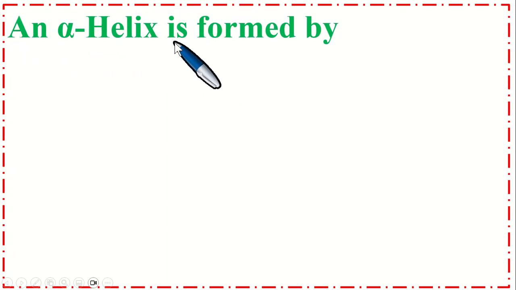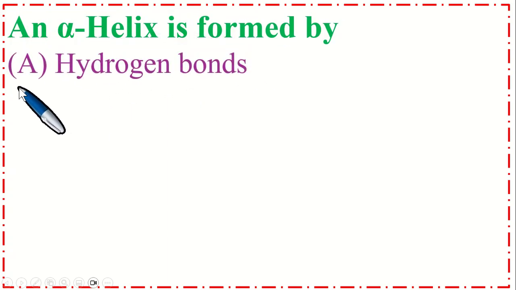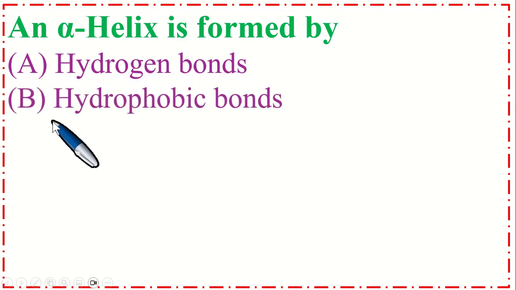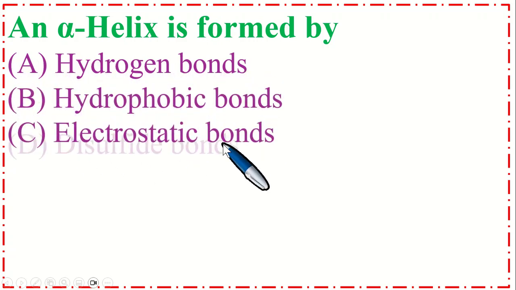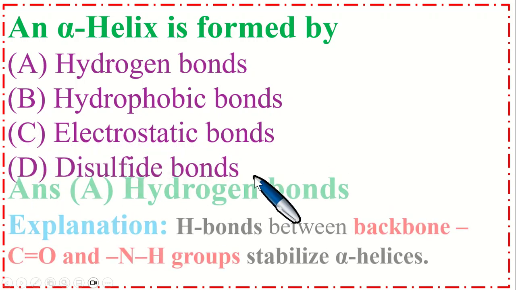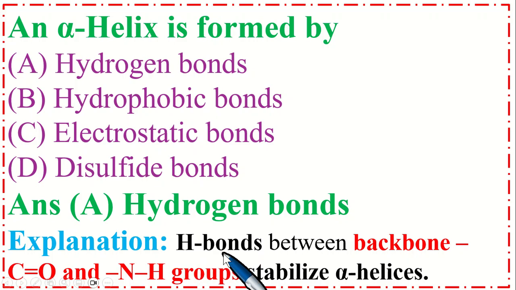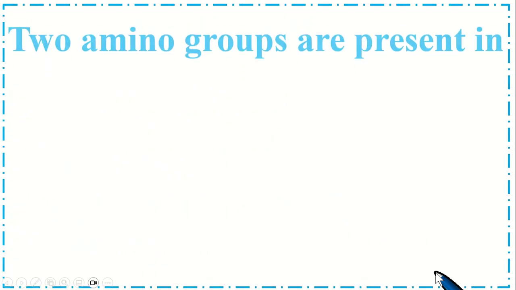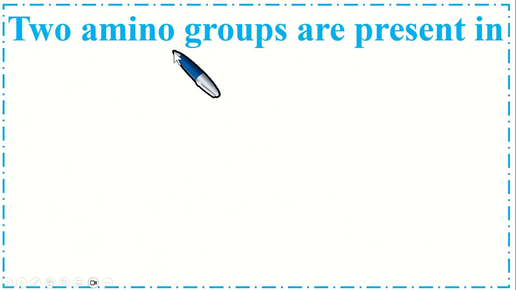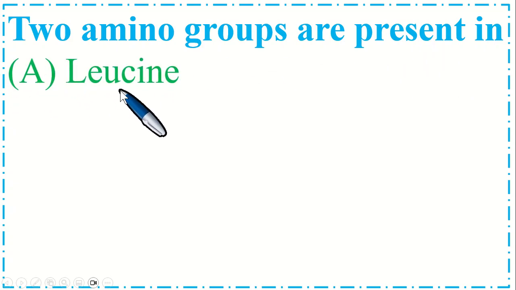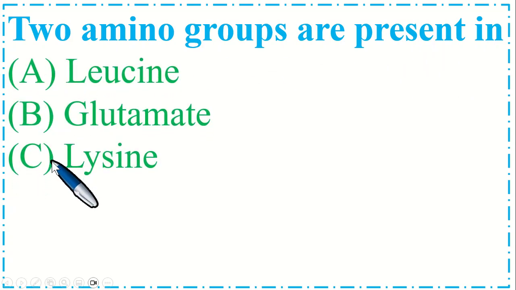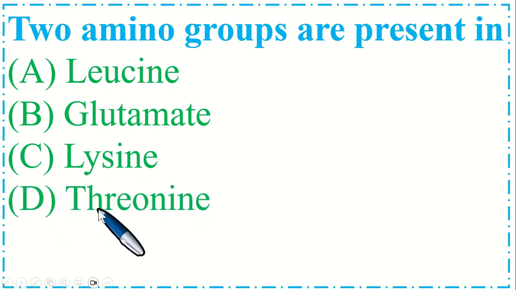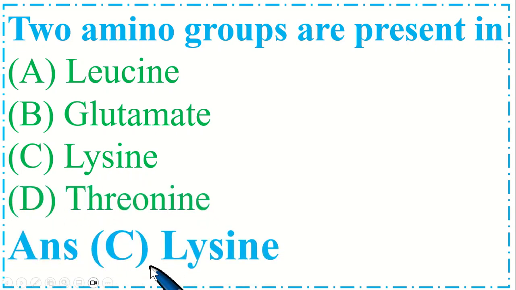An alpha helix is formed by option A hydrogen bonds, B hydrophobic bonds, C electrostatic bonds, and option D disulfide bonds. So the correct option is A hydrogen bonds. Hydrogen bonds between carbon-oxygen and nitrogen-hydrogen groups stabilize alpha helices. So this is a very important MCQ. Two amino groups are present in option A leucine, B glutamate, C lysine, and option D threonine. So the correct option is C lysine.